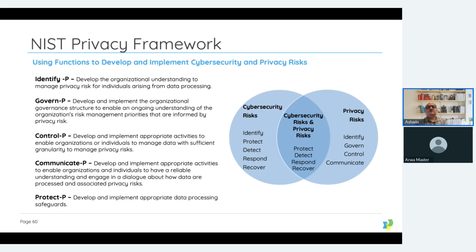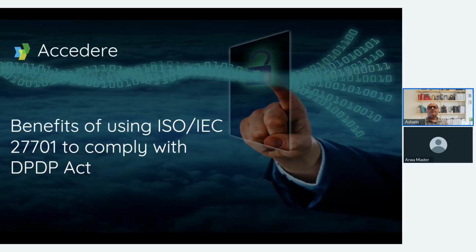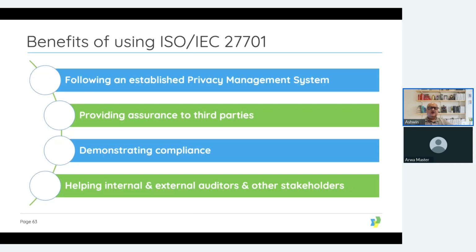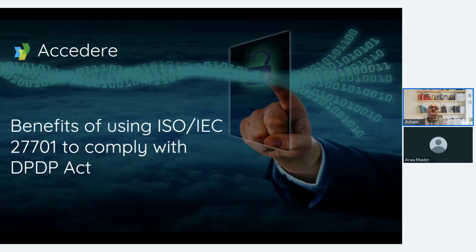The next, we just saw, talked about identifying the problem, doing a gap assessment, doing governance, doing controls, what we need to control, doing communications of who is going to do what, and so on, and how do we protect and how do we implement those controls, anonymization, de-anonymization, and so on. So quickly, we have 2-3 minutes to see what are the benefits of using the framework to comply with the DPDP Act, right?